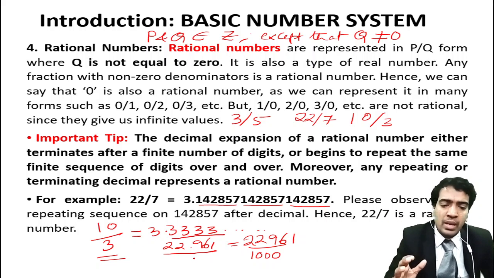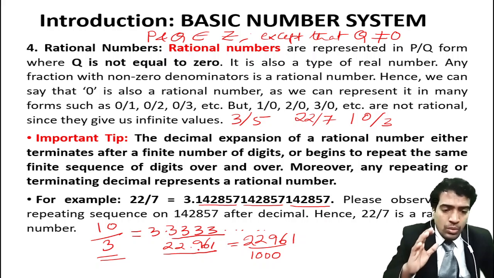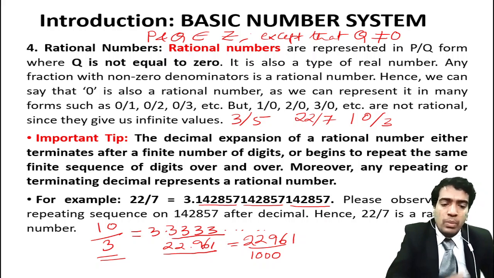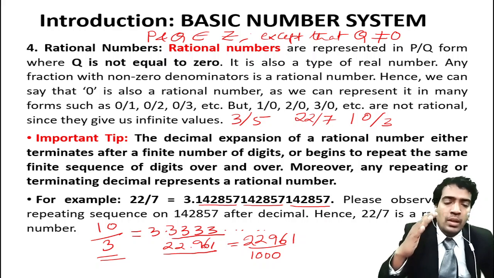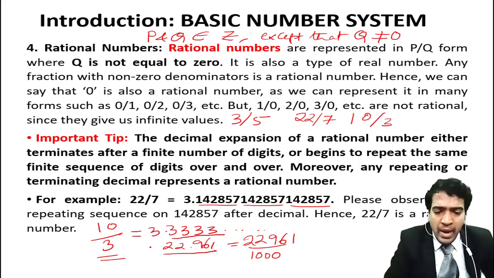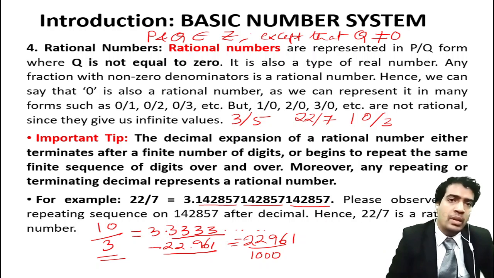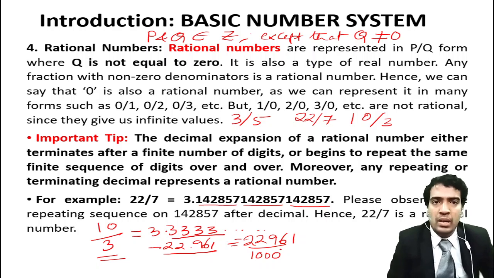You are getting what I am saying? Okay? So when you can represent even a decimal value in the form of p by q, where p and q are integers, then it is a rational number. It can be even minus 22.961. It can be like minus 22,961 divided by 1000. Both numerator and denominator can be negative integers. It does not matter. They are still rational numbers.